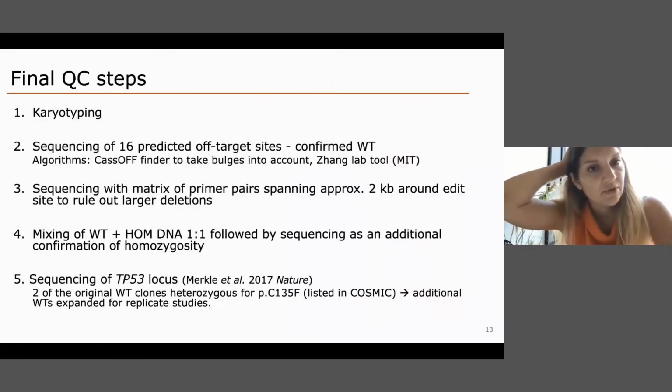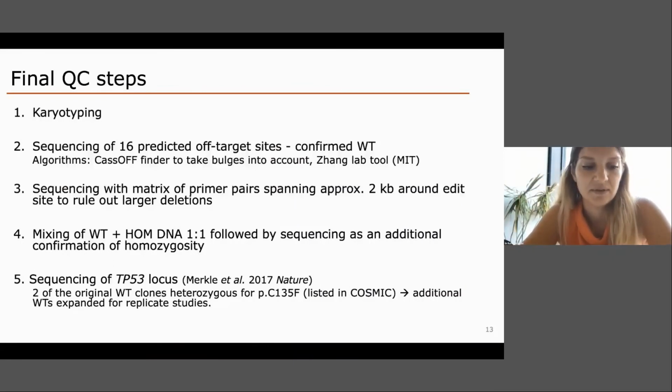Finally, when it comes to QC steps, one thing is getting your clones confirmed that they're a correct genotype. But after that stage, there are lots of other QC steps that, in my opinion, should be done to be absolutely sure that you're working with the right cells. So obviously, karyotyping, and checking for off-target effects. I would also strongly recommend checking your locus with a matrix of primers that span 2 kilobases or even more around your edit site to rule out larger deletions, which have been reported with CRISPR-Cas9. Those can give you the false impression of getting biallelic knock-ins, but in fact, you could have homozygous mutants instead.